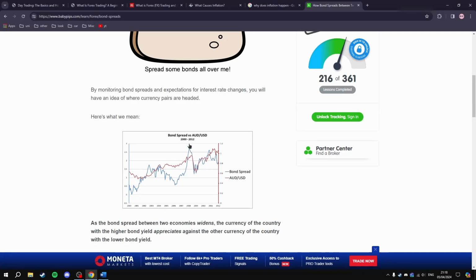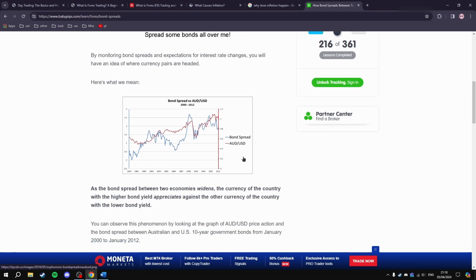Here's what we mean. Bond spread versus AUD/USD. As the bond spread between the two economies widens, the currency of the country with the higher bond yield appreciates against the other currency of the country with the lower bond yield.